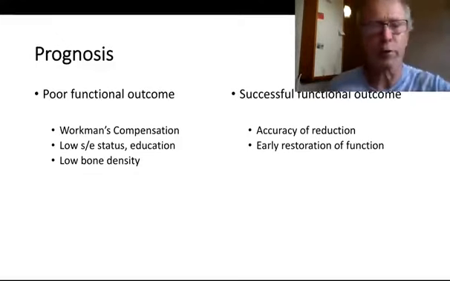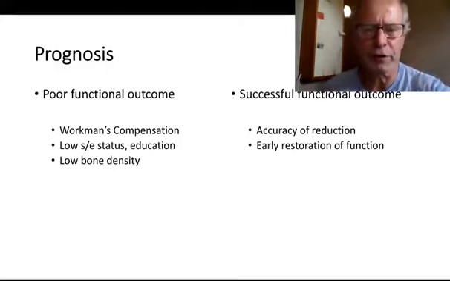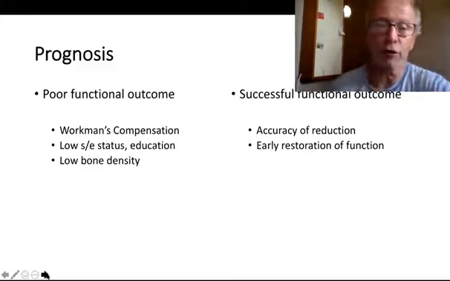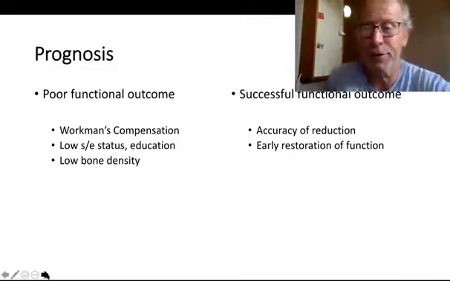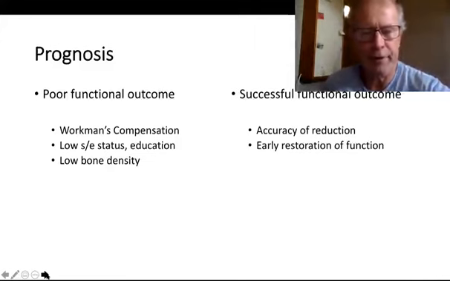Poor outcomes, I think we all know this: workman's compensation, low socioeconomic status, educational status, and as we've mentioned already, low bone density. Okay, so those are just a few things to think into. You aren't really in control of the poor prognostic ones, but with regards to the accuracy of reduction and the early restoration of function, one can do something about that. Okay, next slide.